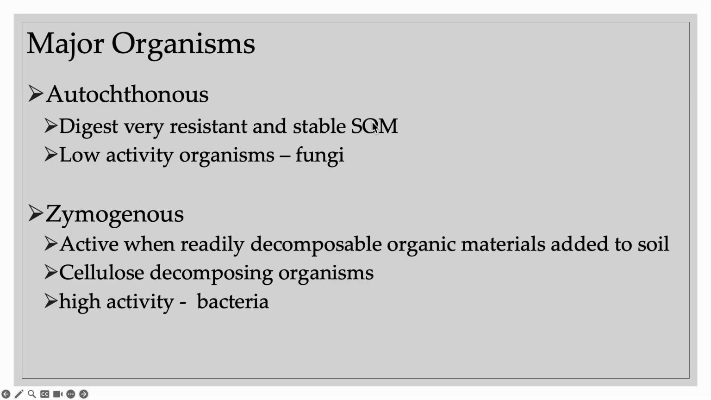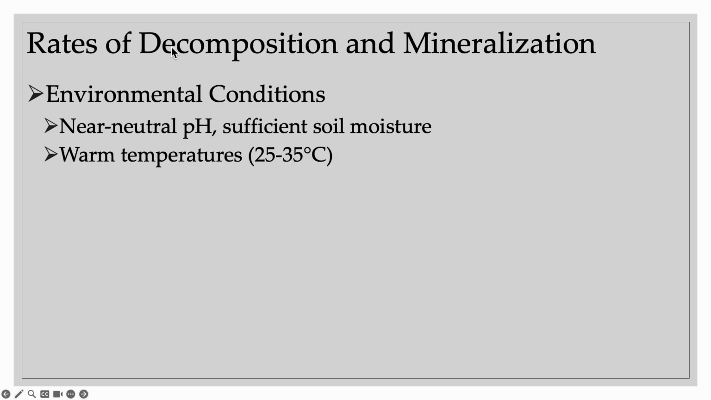All right, so we have two different classes of organisms. We have autochthonous, and this is going to digest that very resistant or stable organic matter. These are going to be our fungi. And so when we went back to the lignin with that large molecule that's very difficult to break down, our autochthonous organisms are going to be the ones that do that. We have zymogenous organisms, and these are the ones that break down the sugars and the simple proteins. They have a lot of activity, and they're in large quantities as well, because we need to break down that first part of that leaf material and get some of those out of the way. Once we break those down, we can continue on down that list. So autochthonous and zymogenous.